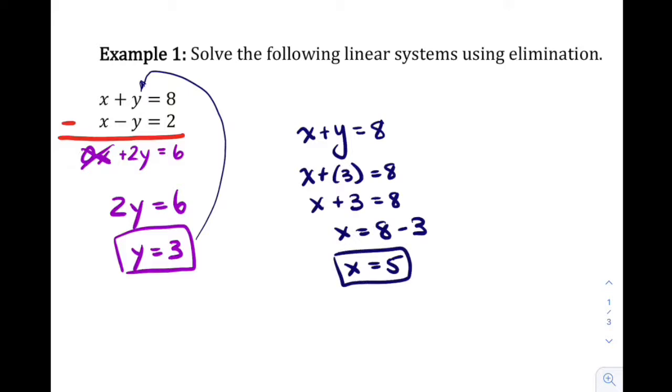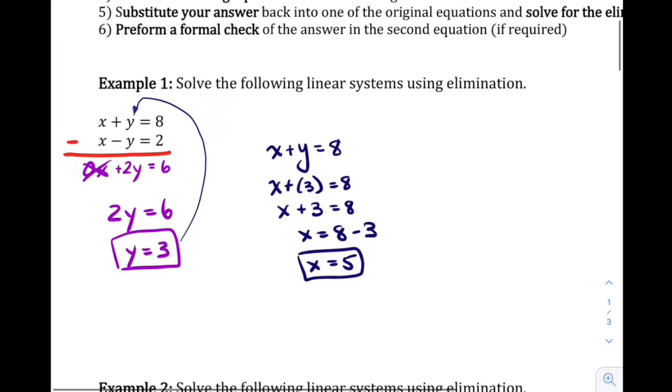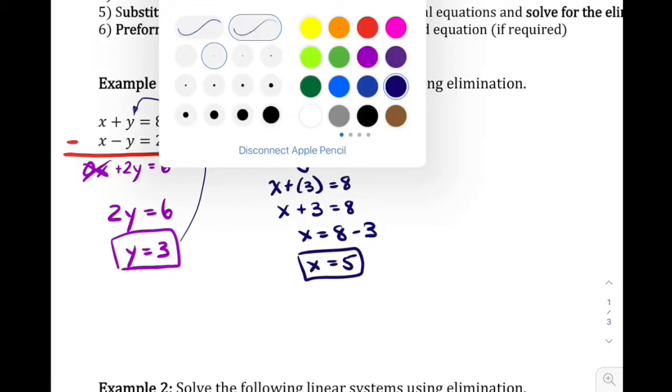So I've solved my system. I know what x is, it's 5. I know what y is, 3. I can always test doing that formal check, and I use a different color for that.